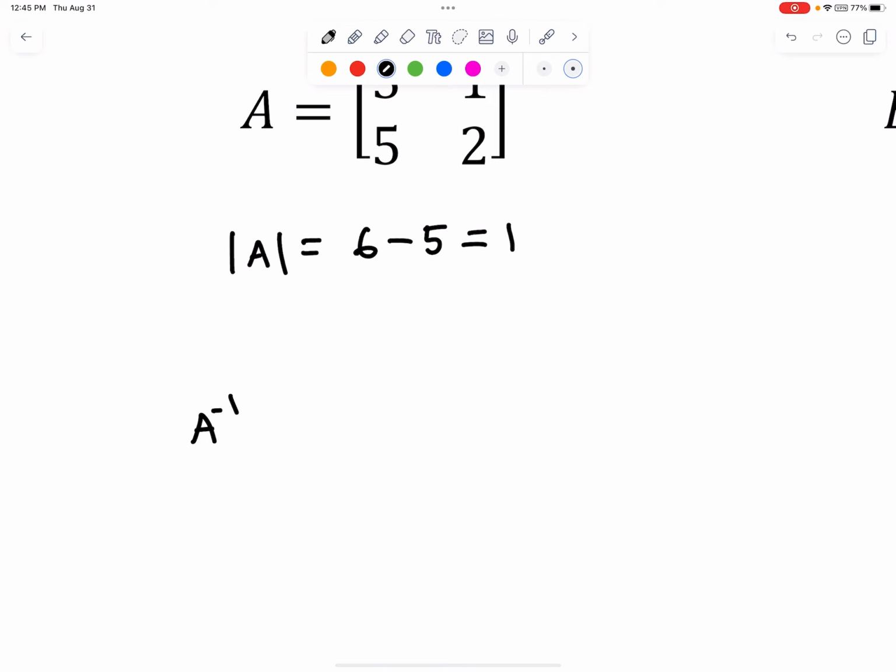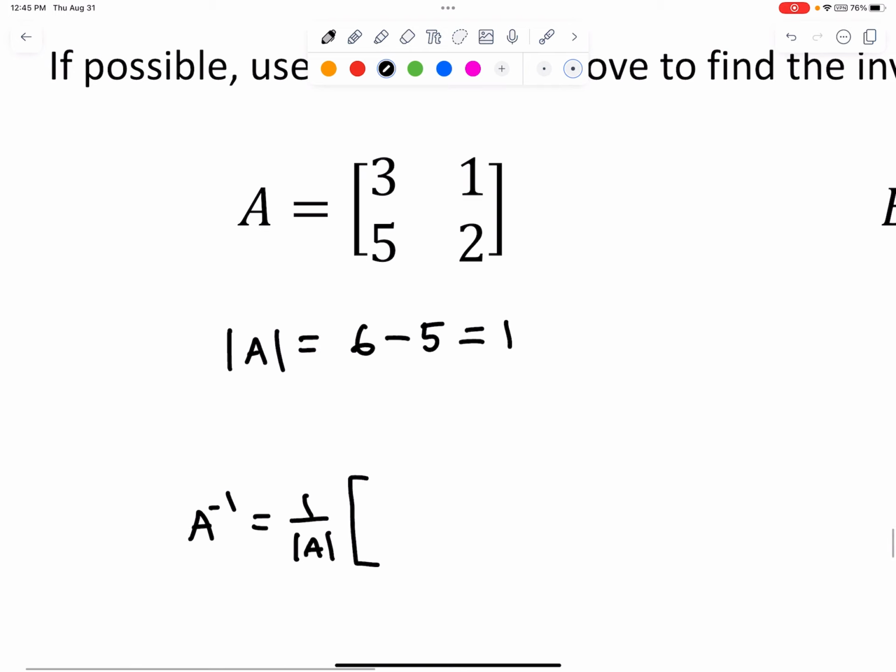The inverse matrix will be 1 divided by the determinant of the matrix we just found. So I'll change that to a 1 here in a second. Multiplied by a 2x2 matrix where the main diagonal flip-flops. So they get interchanged. So we put a 2 here and then a 3 there. And the other entries change sign. So a -1 there and a -5 here.